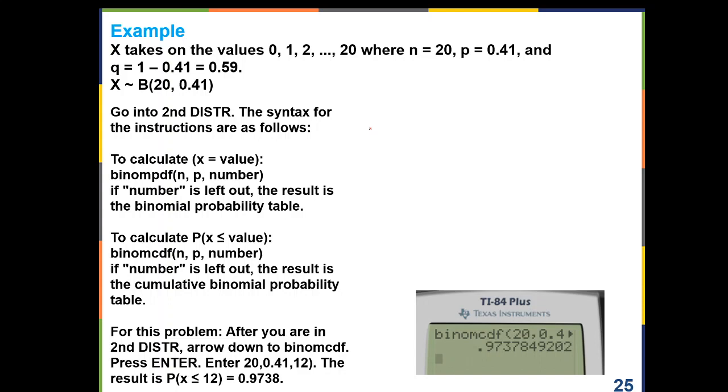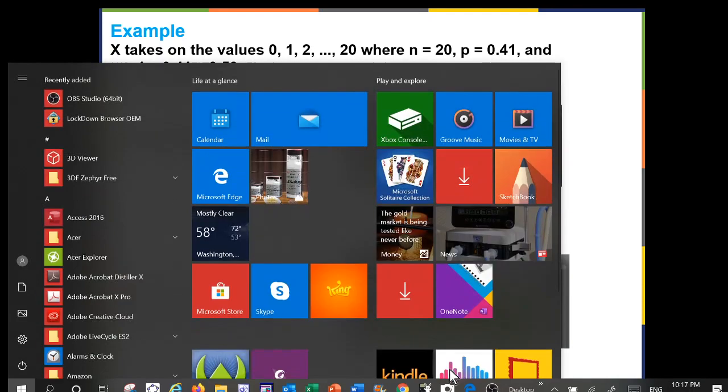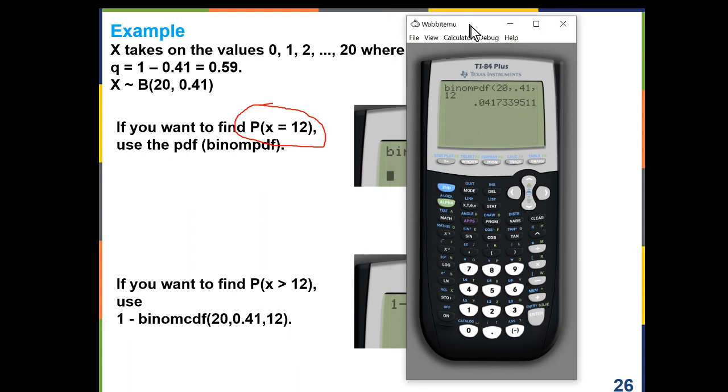Now, what if we wanted to find the probability that there are only 12 successes? Then we would have to use binomial PDF. So to find the probability of only 12 successes, we go to, again, second distribution, and we go find binomial PDF right there. And then we put 20 again, comma 0.41, and comma 12. That is, of course, about 4%.